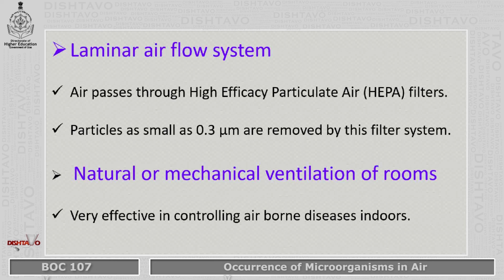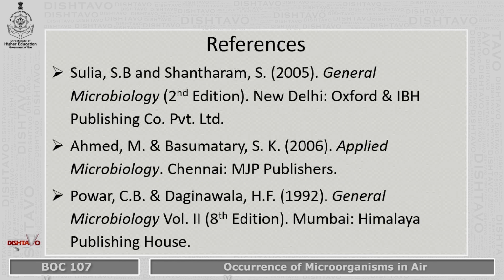There are other ways through which the air can be kept clean. One of the very effective ways of controlling airborne disease indoors is natural or mechanical ventilation of rooms. A well ventilated room will be free from any airborne diseases.